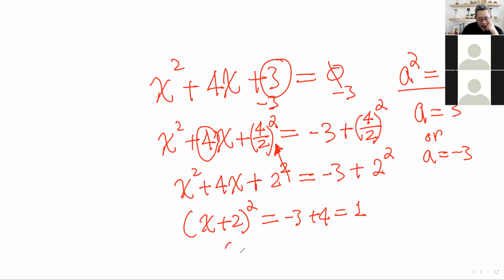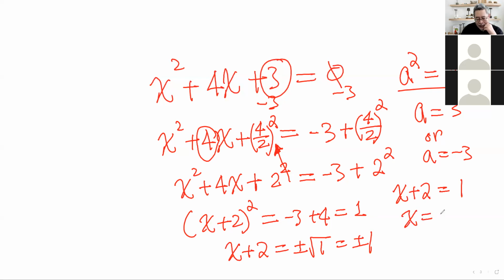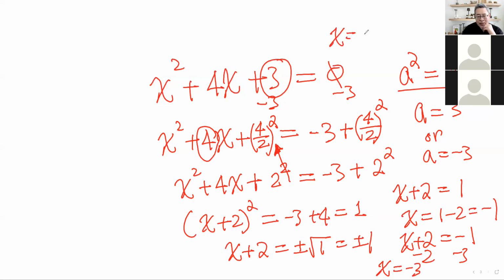So now in this case, we have x plus 2 equal to plus or minus the square root of 1, which is plus or minus 1. So now we have two scenarios. One is x plus 2 equal to 1, then x is 1 minus 2, equal to negative 1. Or x plus 2 equal to negative 1, then minus 2 on both sides, then x is equal to negative 3. So we have two solutions, x equal to negative 1 and negative 3.